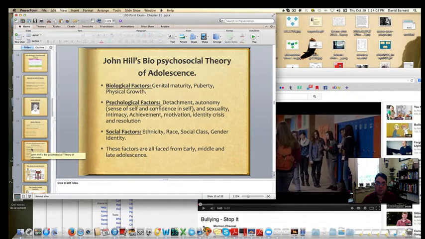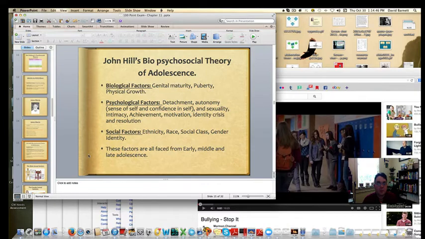James Marcia. John Hill falls in this element for factors that can affect your identity. And this is really interesting. John Hill's biopsychosocial theory of adolescence. Biological factors, genital maturity, puberty, and physical growth all affect us. Now, we have already covered this biopsychosocial umbrella before, so it's not a major issue. We know that these elements are all interlinked. If you remember the circles from a past chapter, and originally in this PowerPoint there should have been circles, so I'm not quite sure where they went.